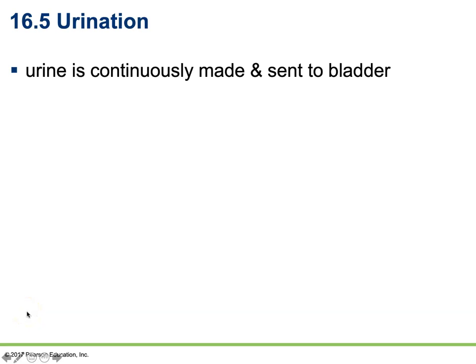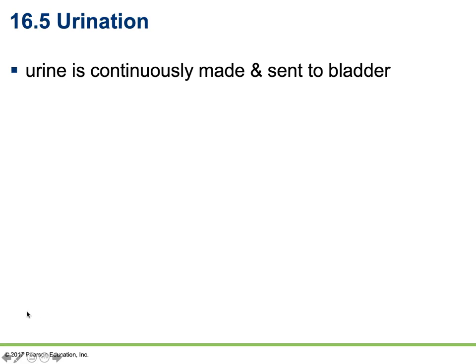All right, the process of urination is the process by which the urinary bladder is going to be emptied. It includes both involuntary and voluntary components. The internal urethral sphincter is a smooth muscle that is responsible for the involuntary control. The external urethral sphincter is responsible for voluntary control.